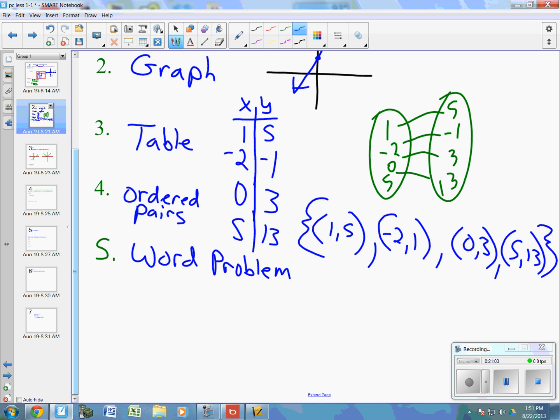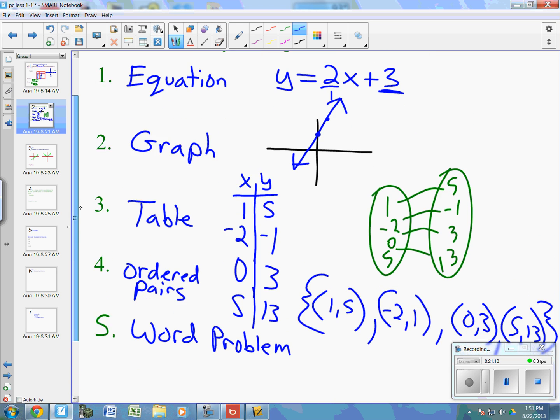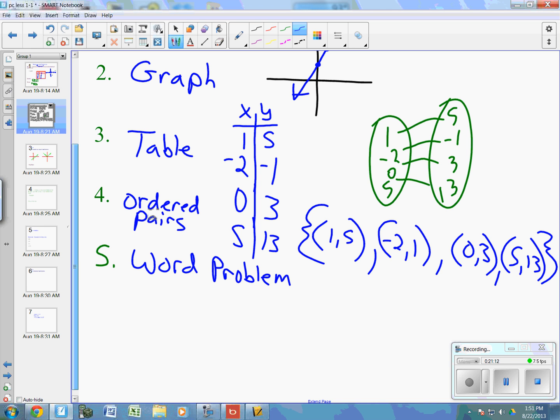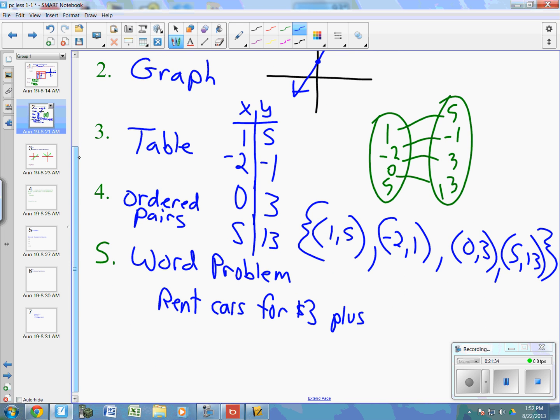Okay, the last one is a word problem. This is another way to represent a function or a relation. For example, I'm going to use this equation up here: y equals 2x plus 3. I'm going to say there's a car company. They rent cars for $3 plus $2 per mile.